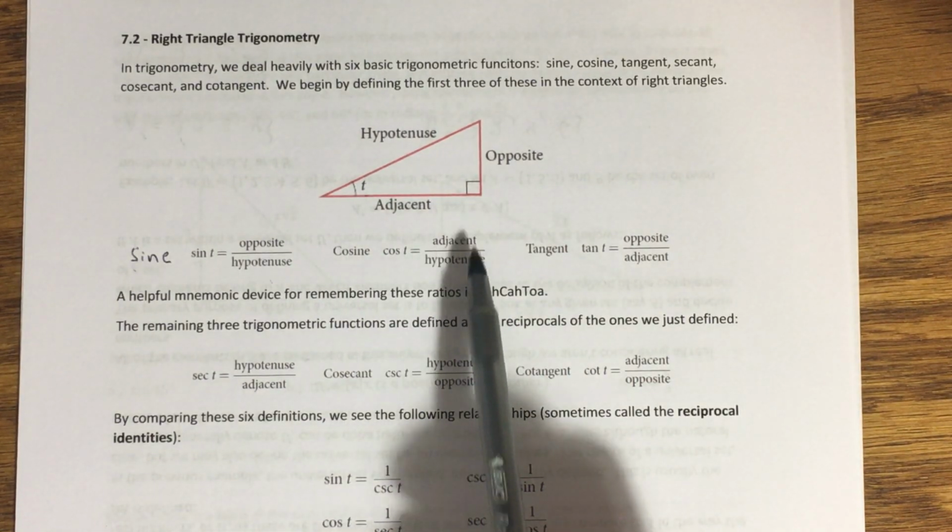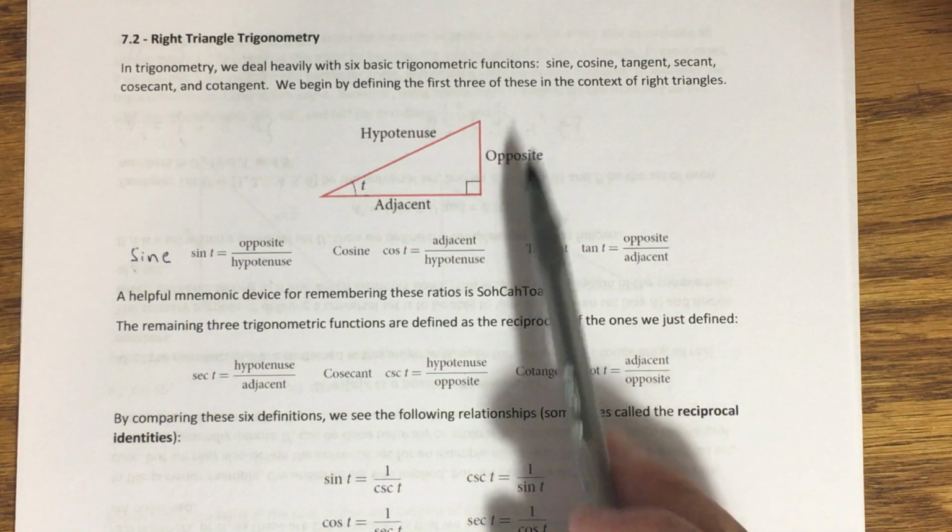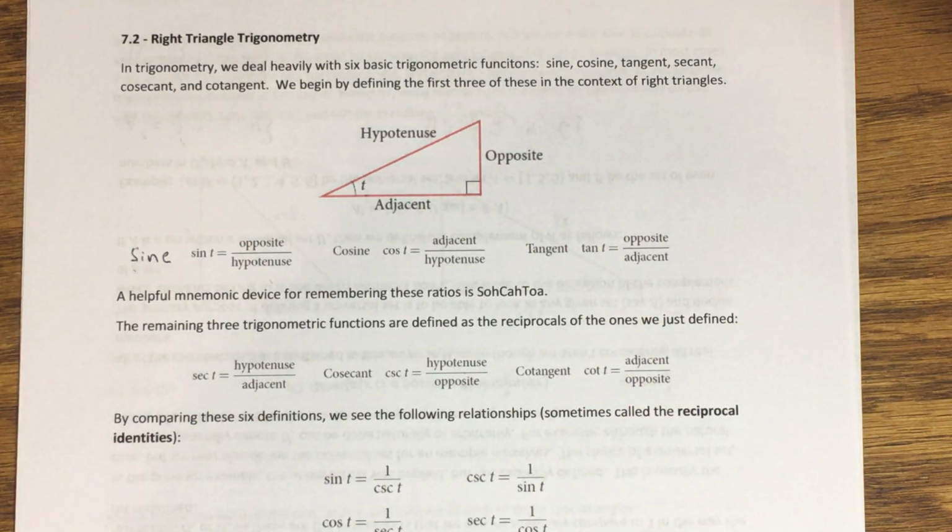Cosine is defined to be adjacent over hypotenuse. Tangent is defined to be opposite over adjacent. Okay?